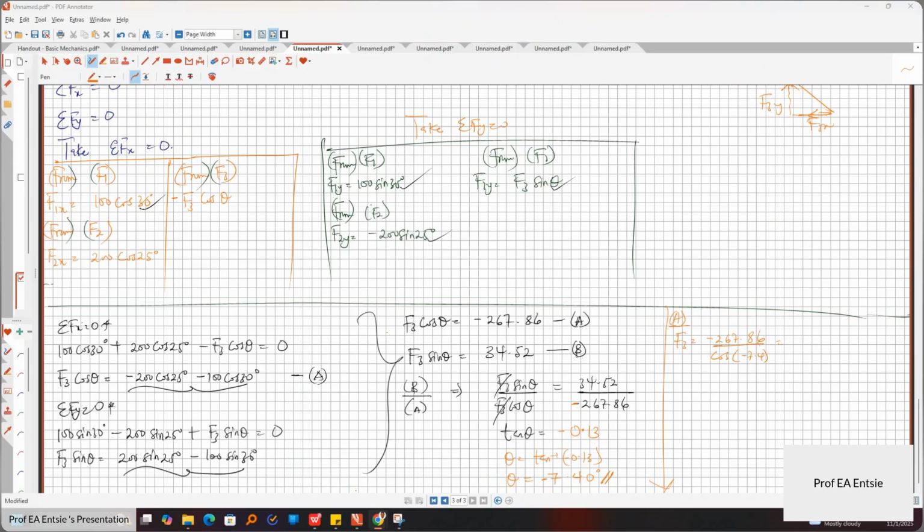In B, F3 equals 34.52 over sine of minus 7.4, because that's the angle for theta. So what did we get? We had minus 270.11 newtons. Then F3, we are expecting the same answer, right? Yes, we are expecting the same answer.